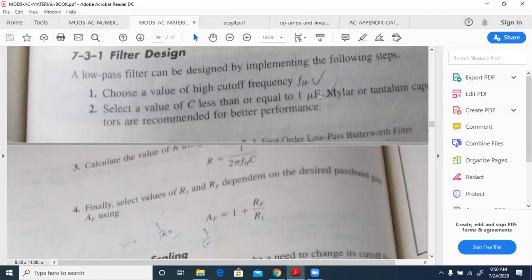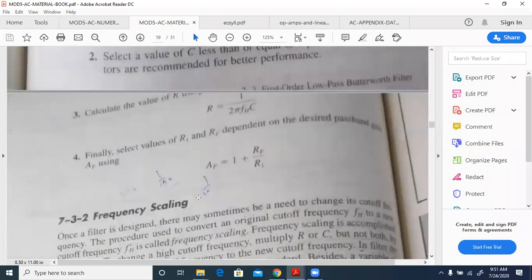C, you can choose whatever is available from the appendix, standard values, right? C can be a standard value, FH can be any value chosen. R will not be a standard value, therefore you need to use a potentiometer a little above whatever we have got, so that we can move the potentiometer in such a way that we fix the value which is needed. Then AF can be found by using the formula 1 plus RF by R1.